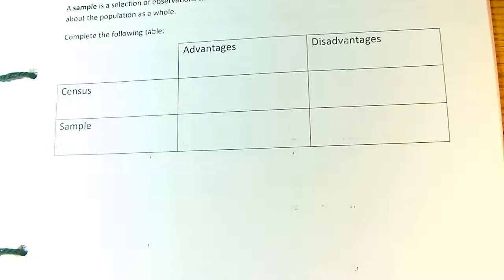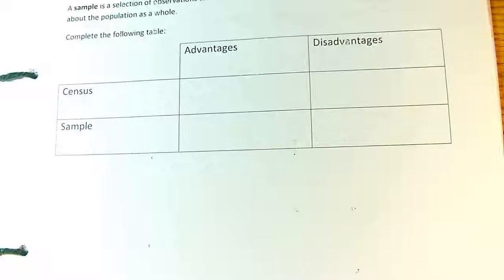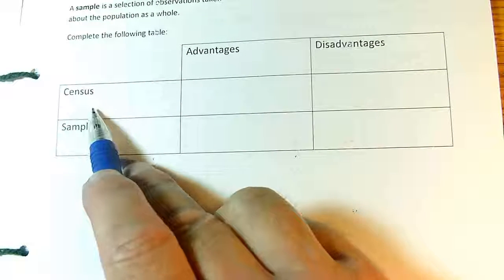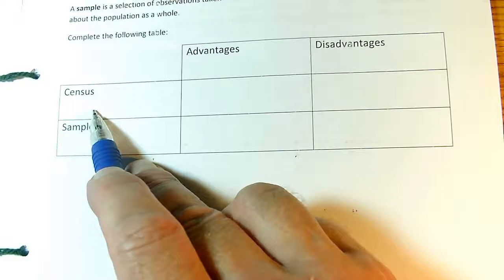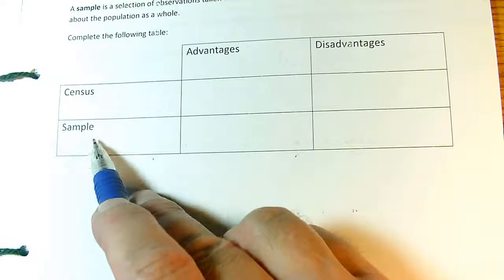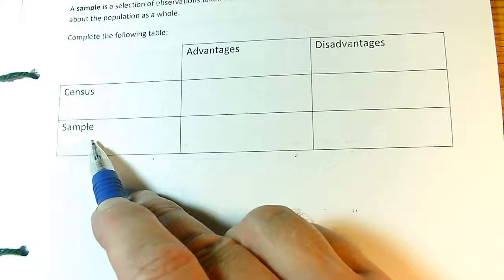Okay, we've got this little table to fill in about the differences between a census and a sample, and advantages and disadvantages. So census is when you actually track down every individual in the population and get your data from them, and a sample is when you only take part of the population.